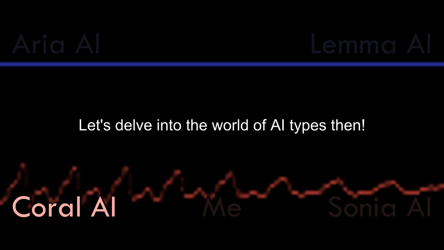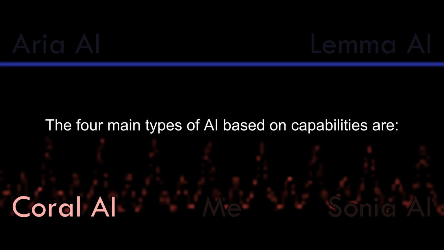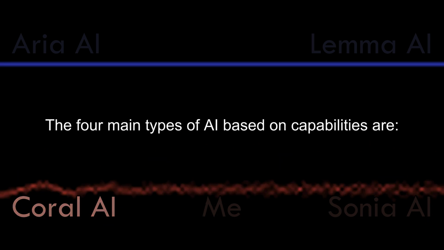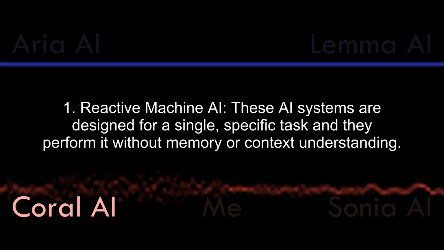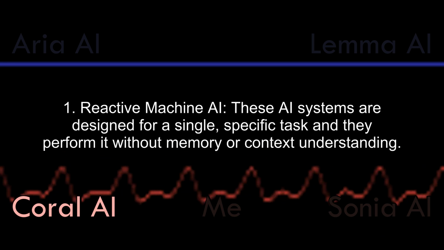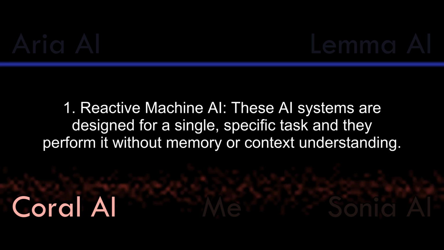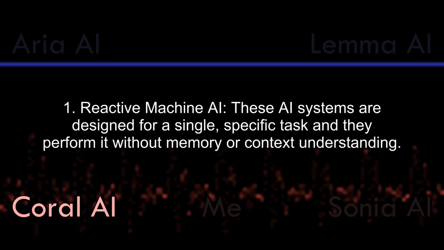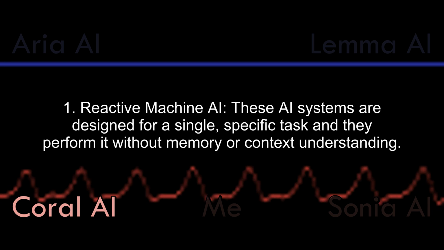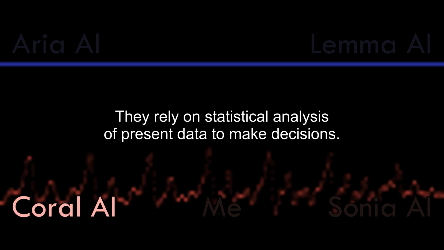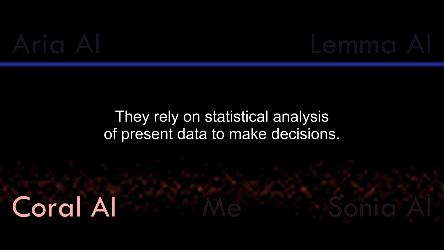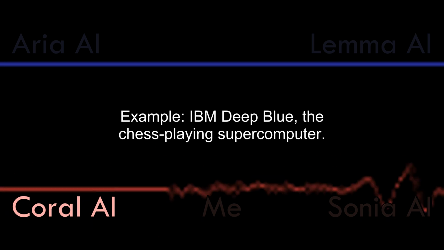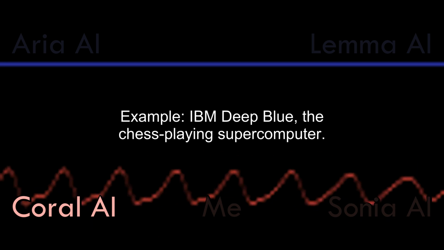Let's delve into the world of AI types then. The four main types of AI based on capabilities are: 1. Reactive machine AI. These AI systems are designed for a single, specific task and they perform it without memory or context understanding. They rely on statistical analysis of present data to make decisions. Example: IBM Deep Blue, the chess-playing supercomputer.